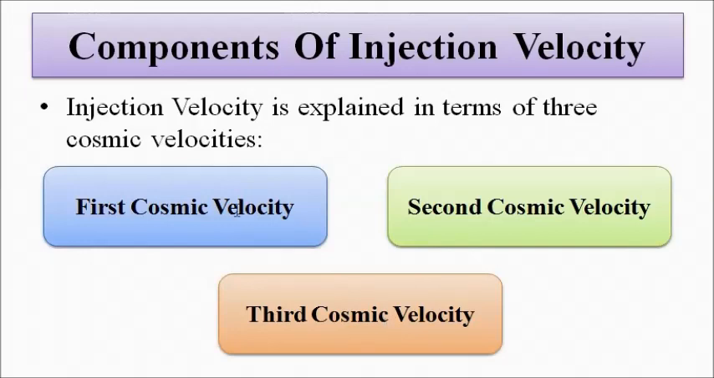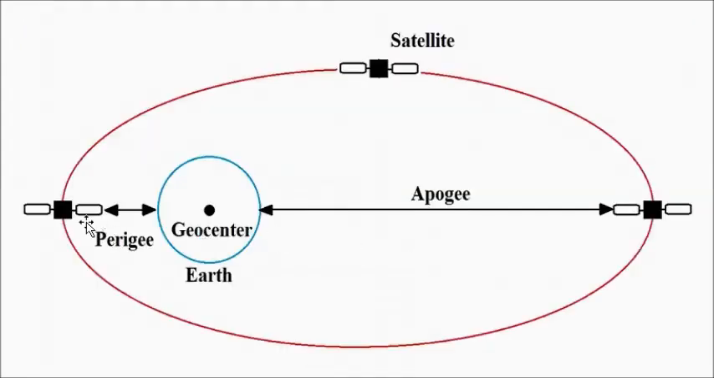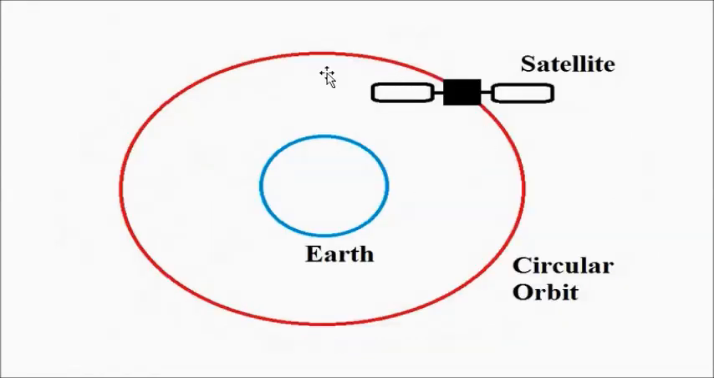So first is the first cosmic velocity. The first cosmic velocity is one at which the apogee and perigee distances are equal. So when apogee and perigee distance become equal, the velocity at which this happens is called the first cosmic velocity. Apogee and perigee distance being equal means the orbit is circular. So you can say that the first cosmic velocity is one at which the satellite moves in a circular orbit.